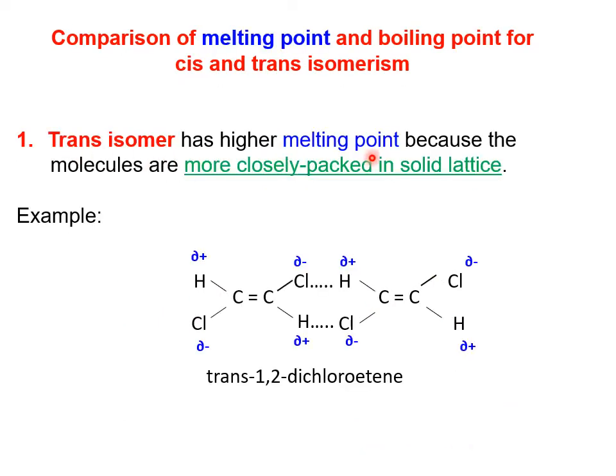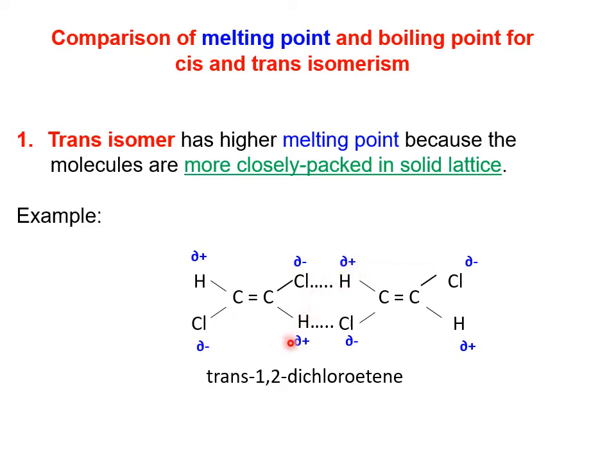Next is about melting point. Melting point is solid change to liquid. Trans isomer has higher melting point because the molecules are more closely packed in solid lattice. Why? If you look at this trans 1,2-dichloroethene structure, this is the heavy part, this one is light.